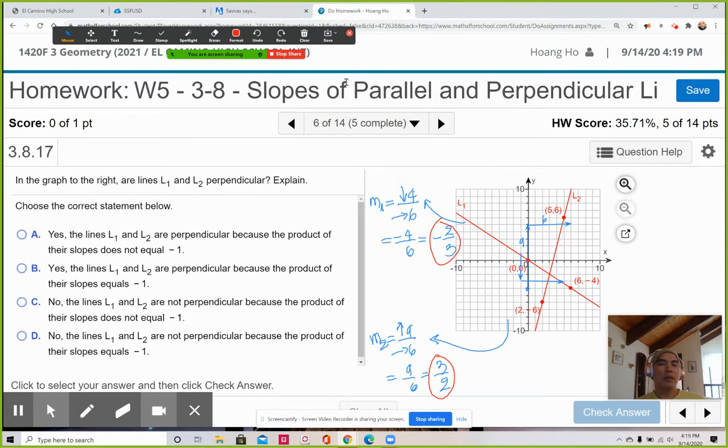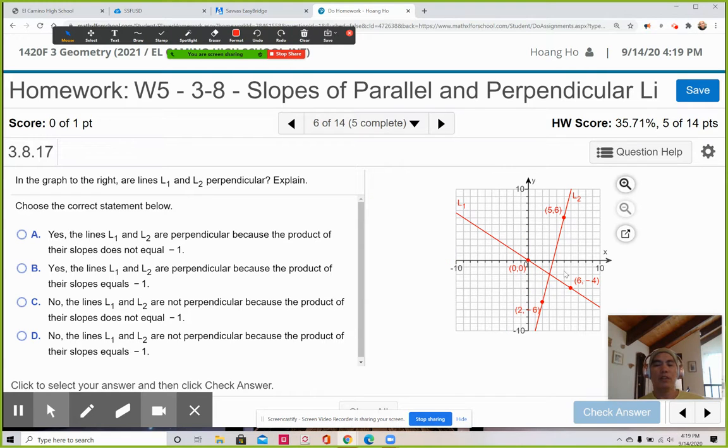Problem 6, very similar. Visually, you can tell these two lines are not perpendicular. But for the sake of it, let's go and find the slope. Line L1 right here, it looks like you have to go down first and then go to the right side. So go down 4, right side, I think 6. So let's write down line 1, slope M1, go down 4 and go to the right side 6. So negative 4 over 6, negative 2 over 3.